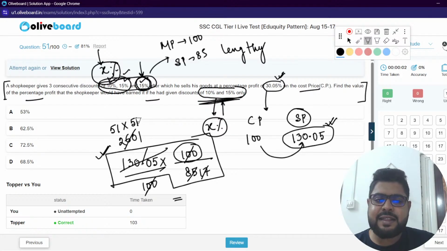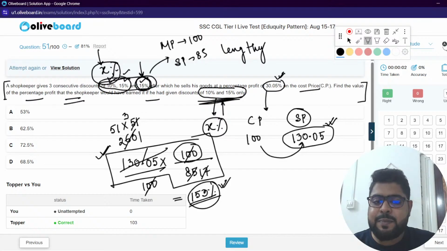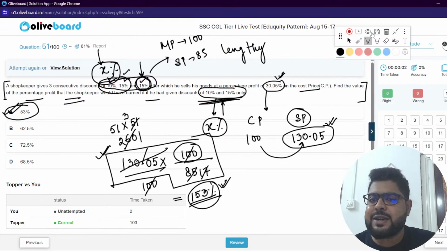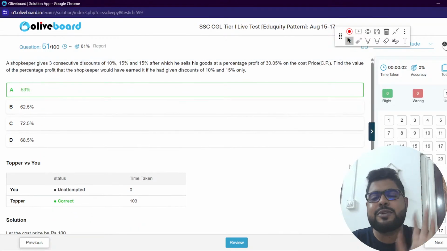So 17 threes are 51. So 51 into 3 is 153. So this is 153%. So meaning, what will be the profit earned? Sir, 153% is the total SP. So profit earned will be definitely option 1, that is 53%. It is one liner only, sir, the answer to my question will be 53%.